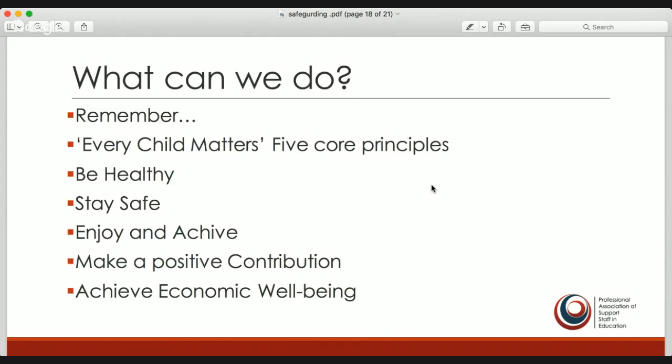And this directly relates to internet safety. Being healthy, staying safe. Someone who has been cyberbullied is not safe, and mentally they will not be healthy, and they're unlikely to enjoy and achieve or be able to make a positive contribution. So we have to be vigilant about this. We have to make it our job. It is part of our job to be vigilant and to make sure that we can see what's going on with the young people we're working with. And if there are any symptoms whatsoever, it's much better to report a feeling that something is not quite right than to do nothing.